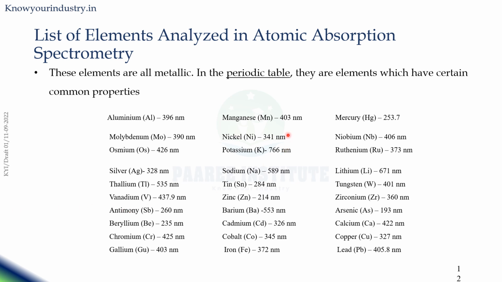In this slide, we can see different elements which can be analyzed through atomic absorption spectrophotometry. As per the periodic table, the group of these particular elements will have some common properties. Each and every element will have a specific wavelength to be measured, and that wavelength will be analyzed in atomic absorption spectrophotometry. For example, aluminum 396 nanometer, manganese 403 nanometer, like that.